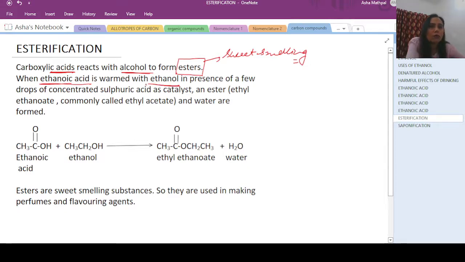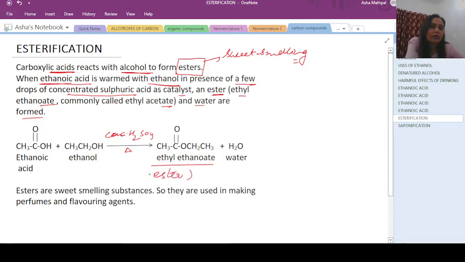ethanoic acid and ethanol are mixed in presence of a few drops of concentrated sulfuric acid, which acts as a catalyst, and ester, whose chemical name is ethyl ethanoate or ethyl acetate, and water are formed. So when ethanoic acid is mixed with ethanol in the presence of concentrated sulfuric acid and it is heated a little bit, then after some time ethyl ethanoate, which is called an ester, is formed.